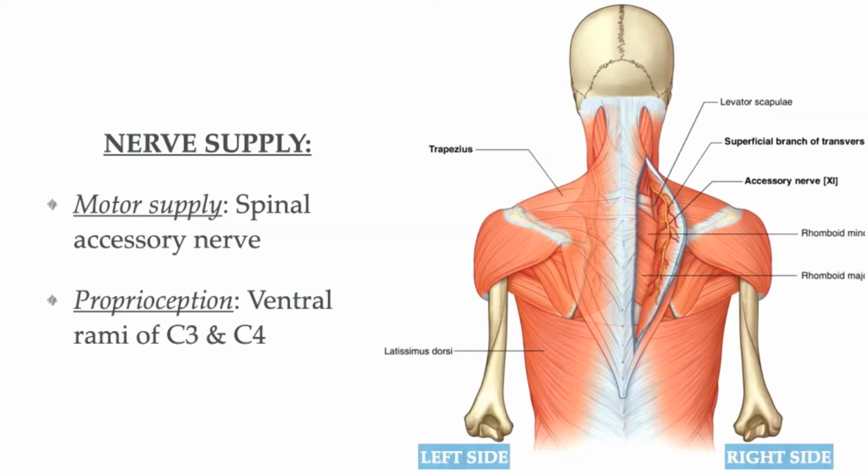Talking about the nerve supply of this muscle, the motor nerve supply comes from 11th cranial nerve, that is spinal accessory nerve, and the proprioceptive fibers come from the ventral rami of 3rd and 4th cervical spinal nerves. In the illustration on the right side, the red arrow indicates the spinal accessory nerve. It innervates the muscle by passing deep to it.